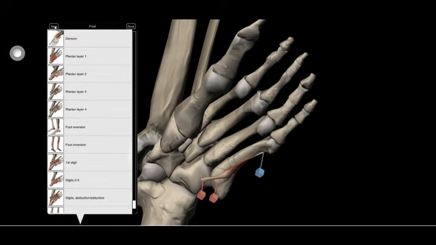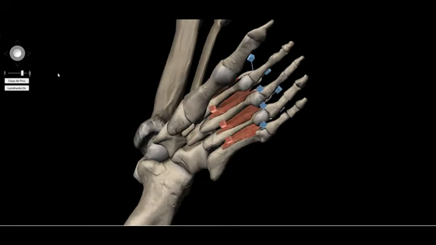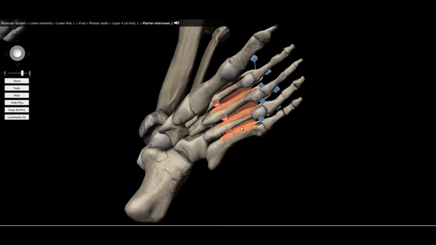And then lastly, in the fourth layer, I have the interossei, which include the dorsal and the plantar interossei. So plantar interossei and the dorsal interossei, responsible for abduction and adduction of the toes, and with attachments into the tendons that also help to align. So those are the muscles that are responsible for motions at the foot.